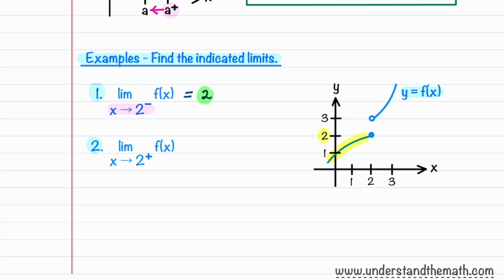Now let's look at our second example. For this one, x is going to approach 2 from the right, so we're going to come this way on our function, and you can see that the value is getting closer and closer to 3. So we say that our limit is equal to 3. Notice that our limit from the left doesn't equal our limit from the right. This is going to be really important in our next definition.